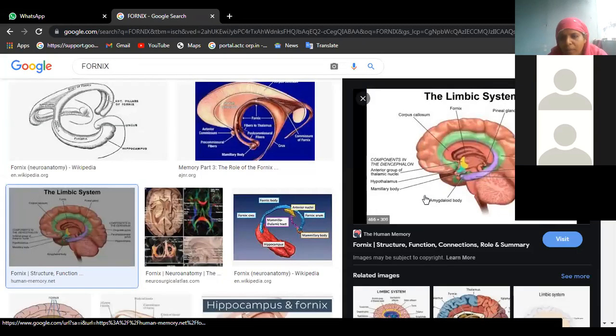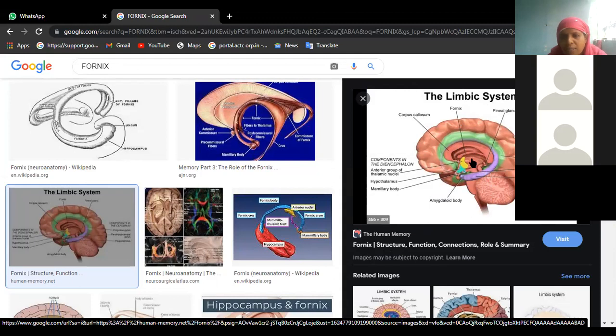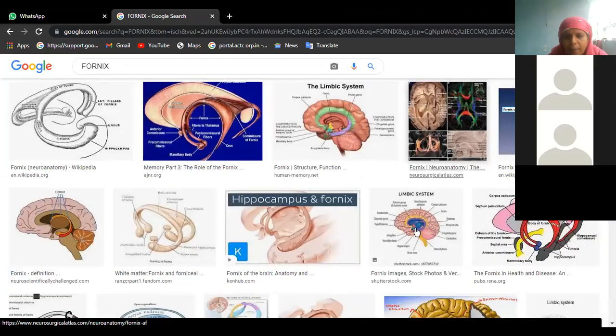See here, the limbic system parts are many, which are given different colors. Overall, you are finding there is one curved structure which is associated with this. What is this area? You call it corpus callosum. So associated with the corpus callosum, we have a white matter tissue only, which is called the fornix. Now let us see the fornix separately.